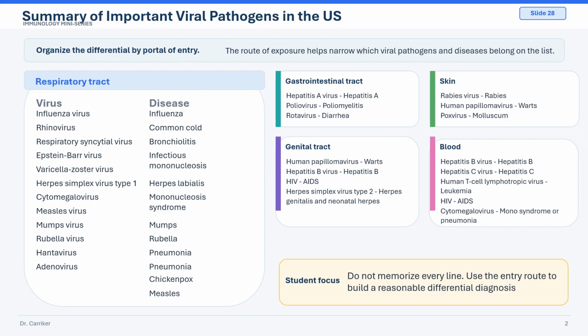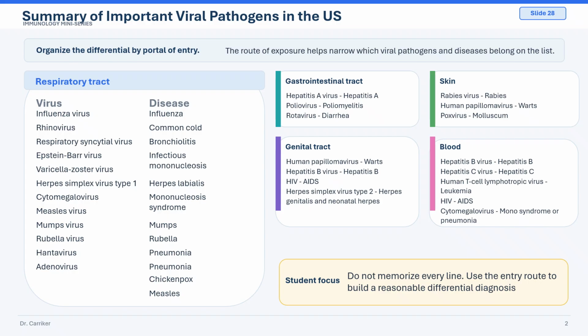This is also a useful reminder that viruses are not all spread the same way. Some are mainly respiratory, some are gastrointestinal, some require skin or mucosal contact, and others are transmitted through blood or sexual exposure. That matters for prevention, patient education, and clinical decision making.